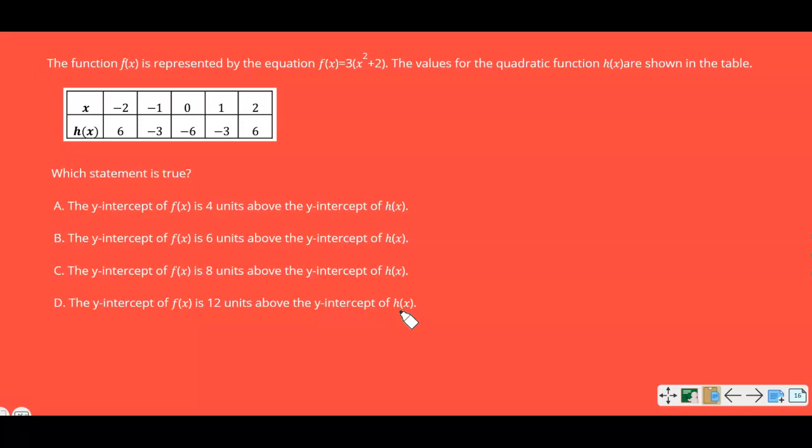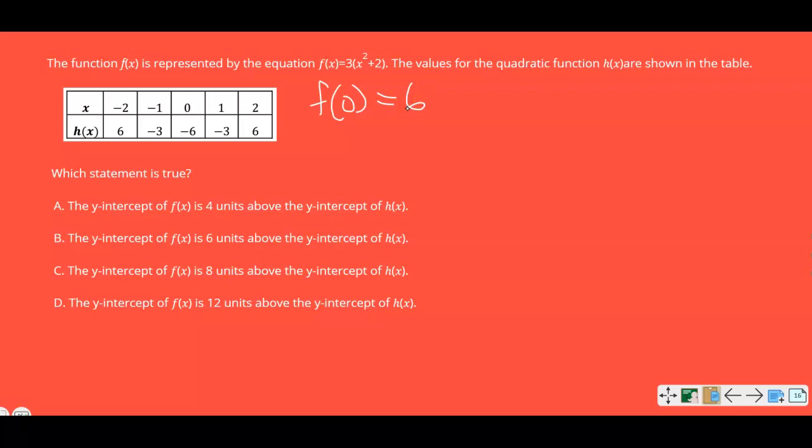All right, so remember, you can always find the y-intercept by substituting 0 in for x and solving for y, because 0 for your x is going to put you on the y-axis, and your y-intercept is always going to be a point on the y-axis. So if we substitute 0 in for x, 0 squared is 0, 0 plus 2 is 2, and 2 times 3 is 6. So we can say f of 0 equals 6.